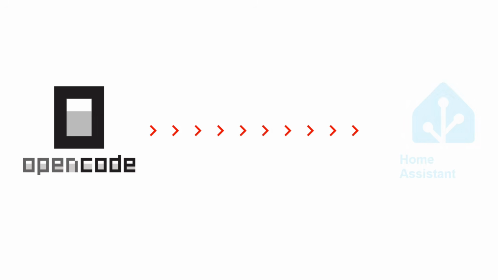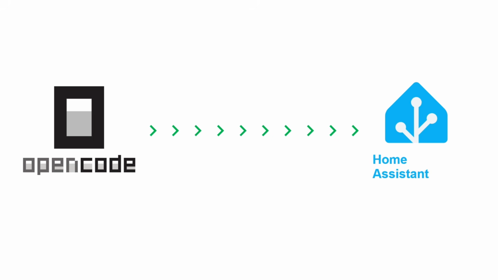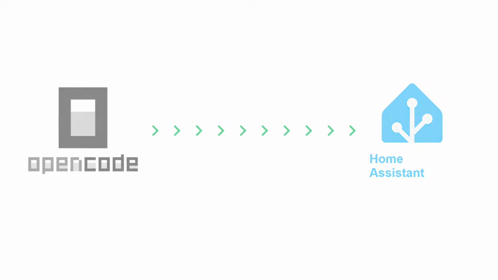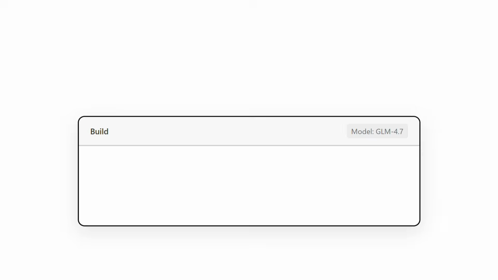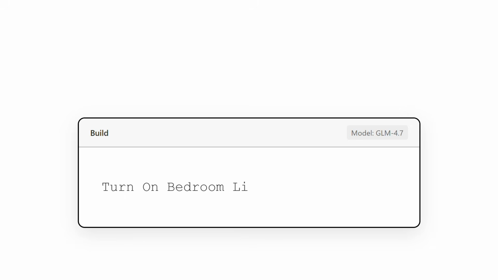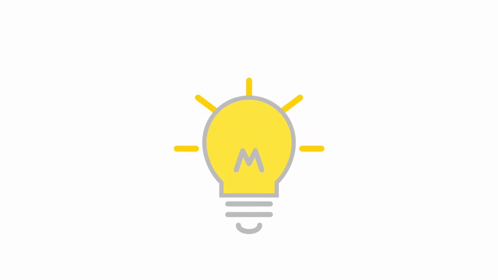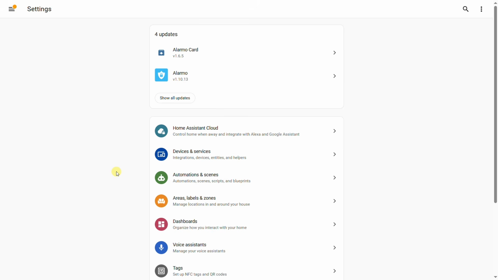In this video, I'm going to show you how to install OpenCode, connect it directly to Home Assistant's MCP server, and use a free cloud-based AI model to have natural conversations that control your smart home devices, all with absolutely zero code. Alright, this setup has two parts.